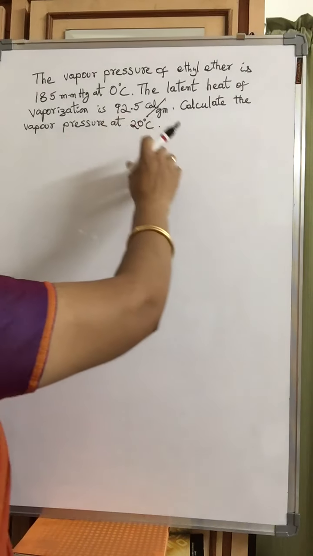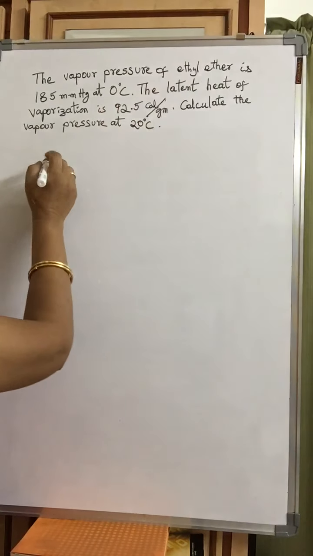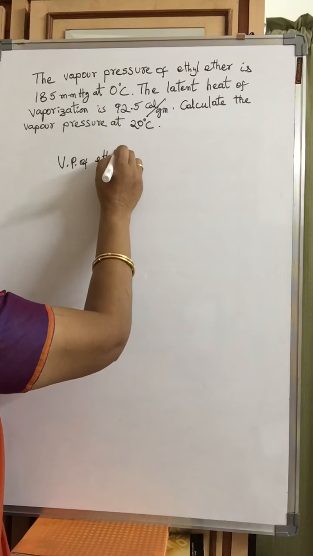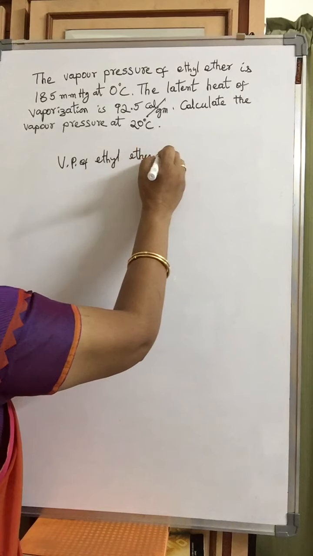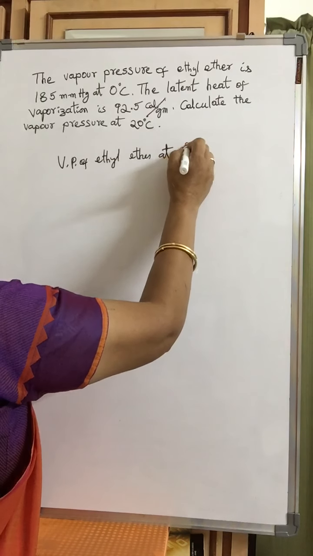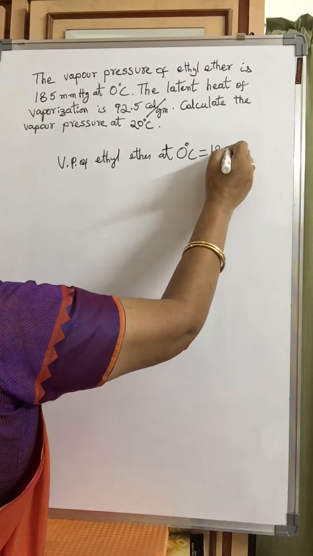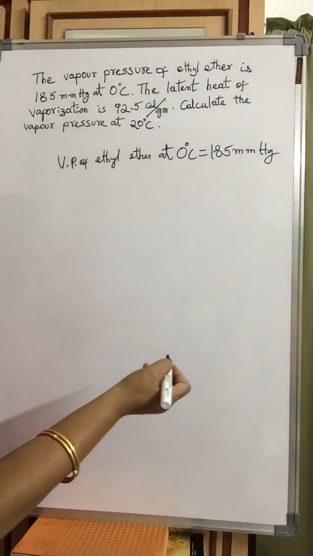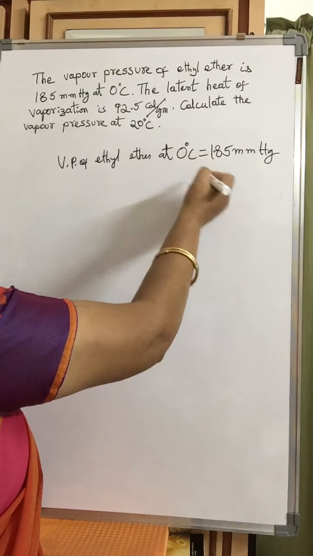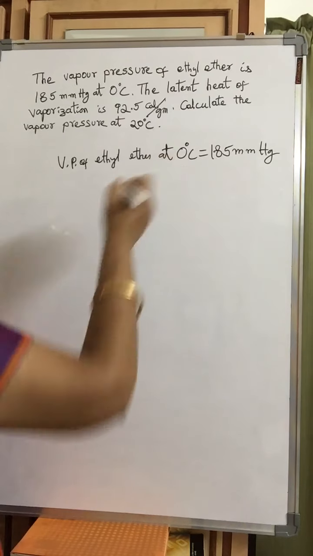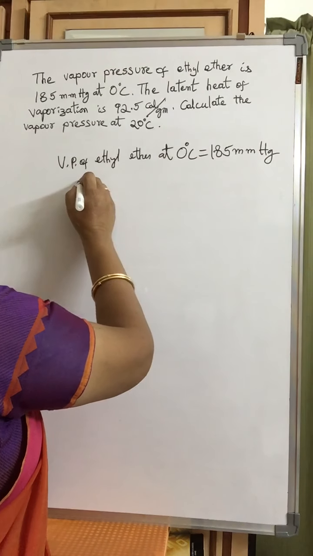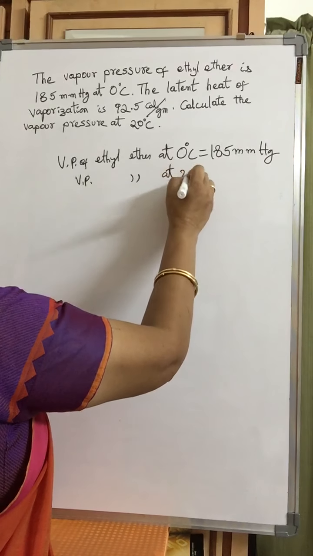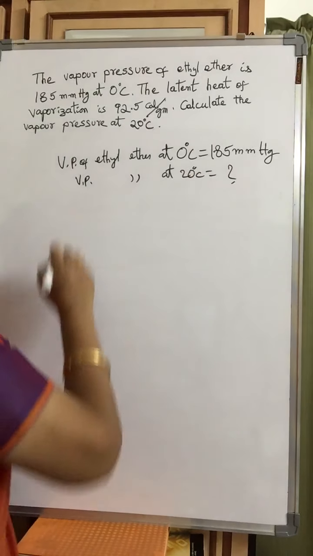Okay, so now we will come to the problem. Vapor pressure of ethyl ether at 0 degrees centigrade is equal to 185 mm Hg. Here it is 0 degrees, but we never substitute in centigrade. We need to convert this 0 degrees centigrade to Kelvin, so 273. And the question is, vapor pressure of ethyl ether at 20 degrees is how much?